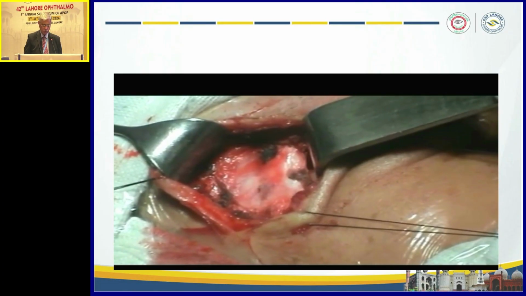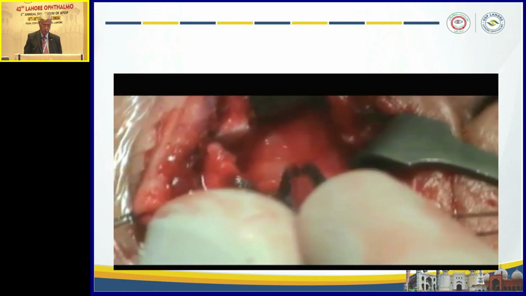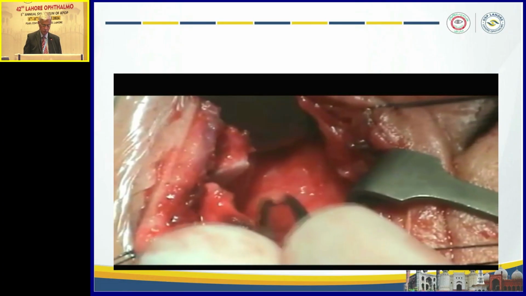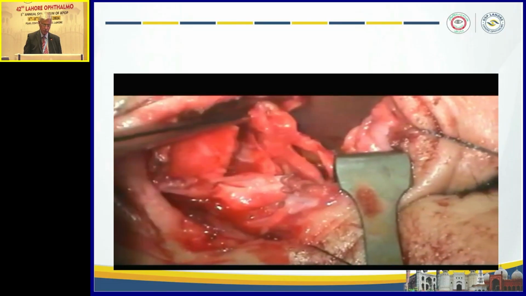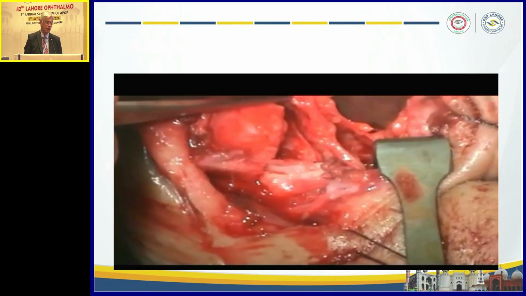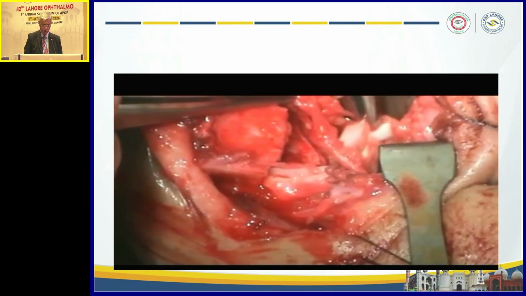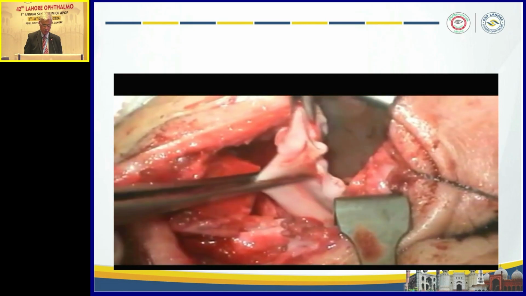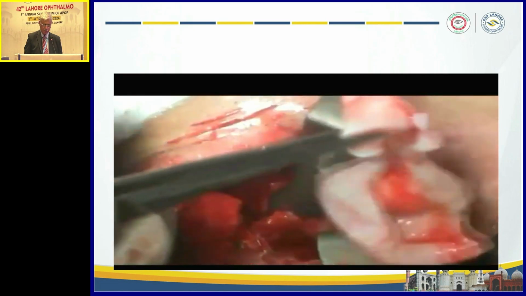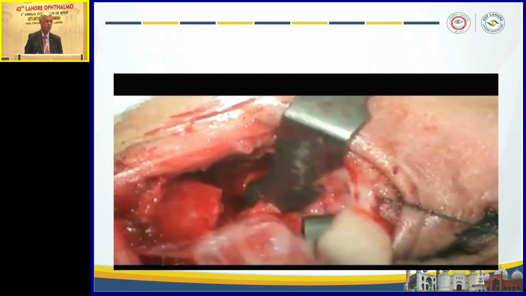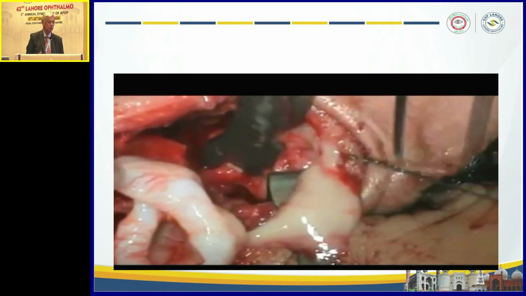This is the bone exposed, and after removing the bone, there was a case of a very, very big hydatid cyst, and it would have come without lateral orbitotomy.